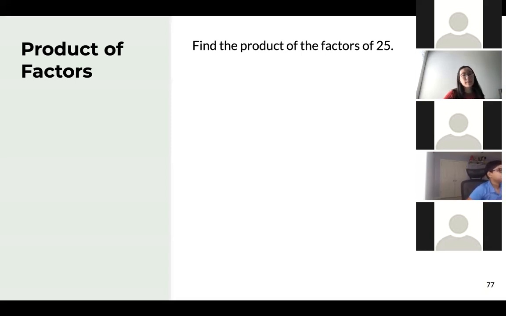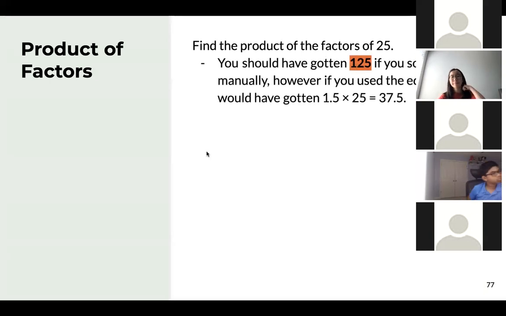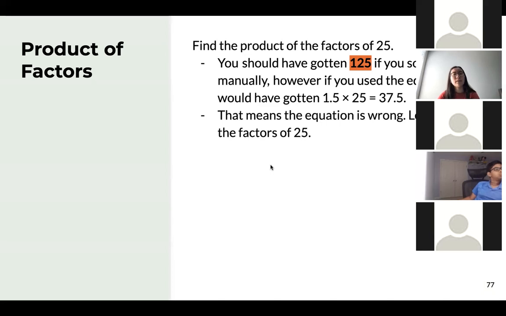Yeah, the answer would be 125. But if we try that equation we got before, we would have done 1/2 times the number of factors, which is 1.5, then times 25, which equals 37.5. And clearly that means our equation is wrong. It doesn't work for all numbers.